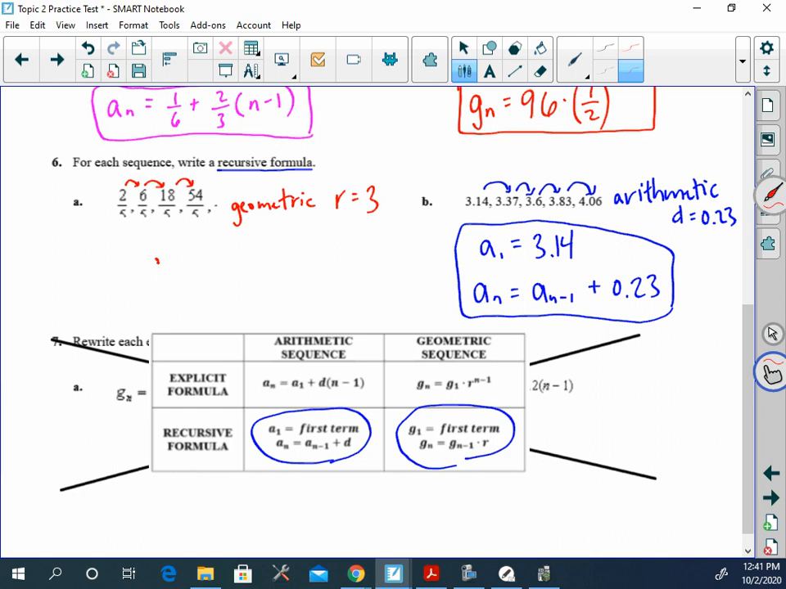So we want to write our g sub 1 equals, and our first term is 2/5. So we just write that down, then we write g sub n equals g sub n minus 1. So this is saying to get the next term, you take the previous term and multiply by r, and our r is 3, so times 3. And that's your answer.